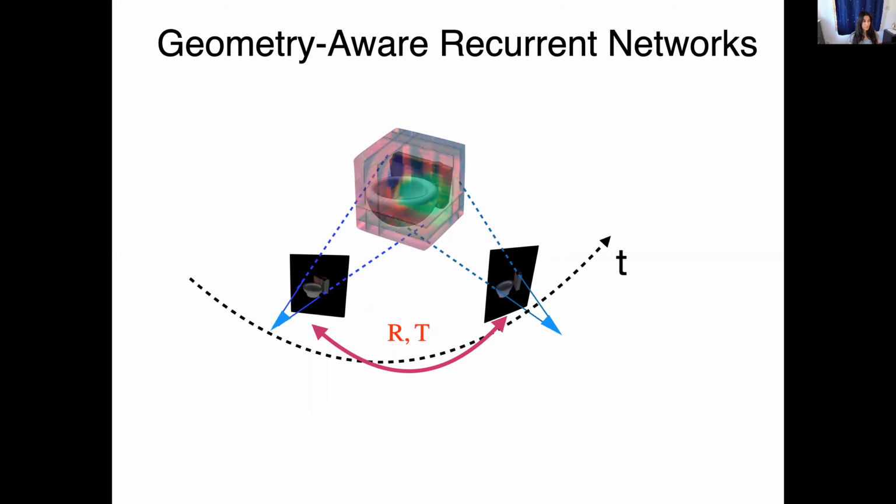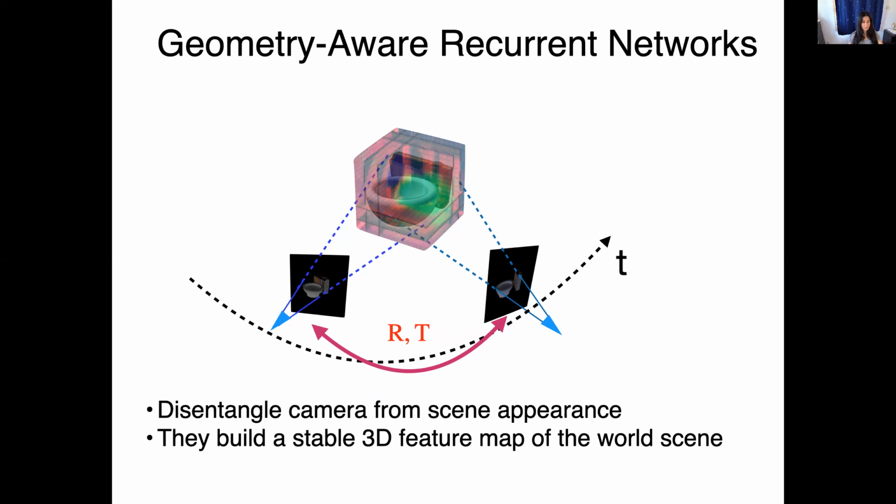The way GRNNs, geometry-aware recurrent networks, work is that they take a sequence of images and they also estimate the 3D rotation and translation of the camera from time step to time step, and they use that ego-motion information to dump visual features into that 3D hidden latent canvas. So they separate camera motion from the scene appearance, and they build a stable 3D feature map of the world scene, and they're end-to-end trainable from the downstream task.